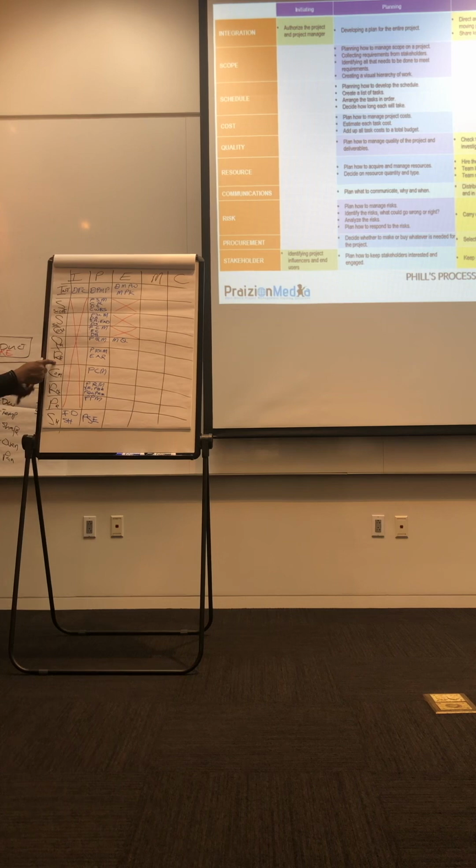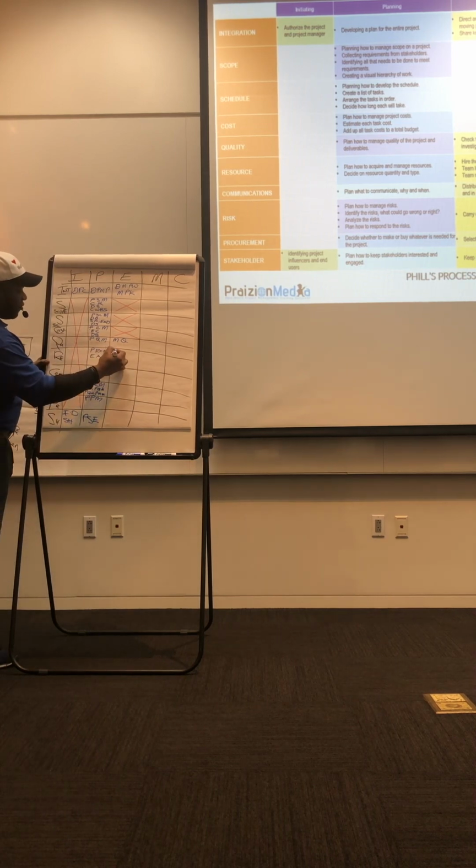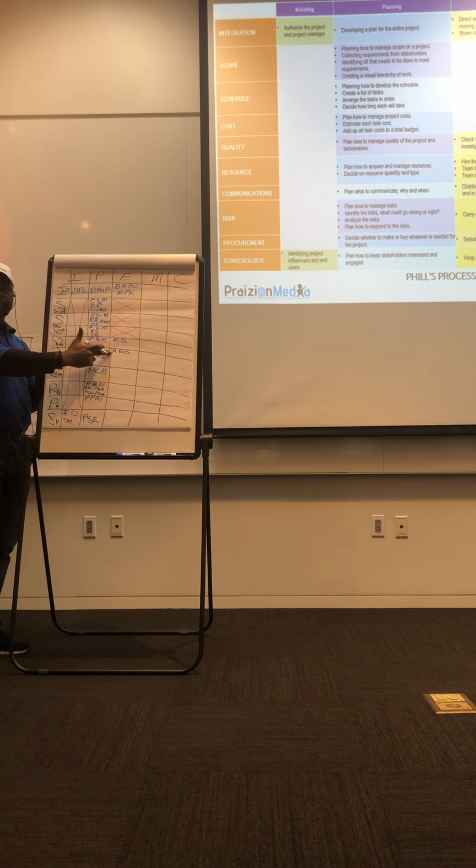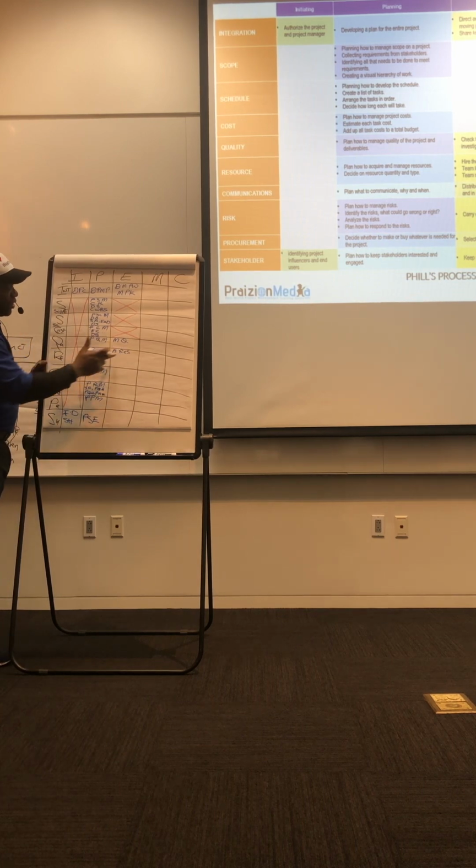All right, resources, we've got a bunch of things we do here. We have acquire the resources, right? And this could be human resources or what? Tangible, like PCs, that would be equipment and materials, right? So we acquire the resources. It includes your team members as well.